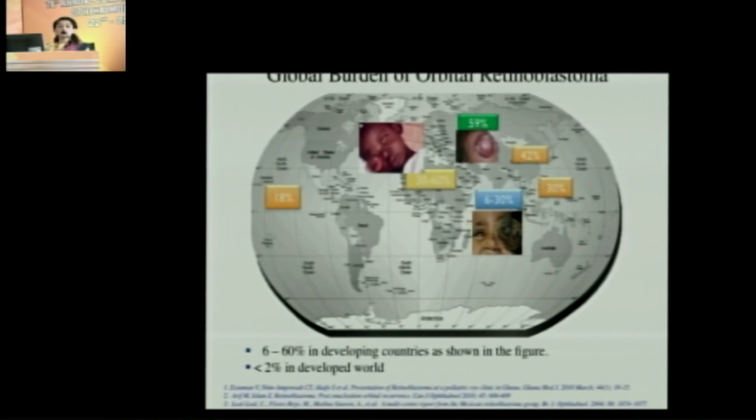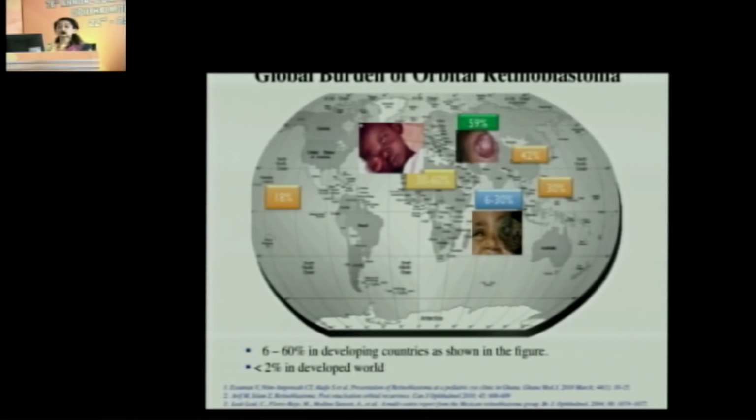So what is the global burden of orbital retinoblastoma? Well, there is a wide disparity between the West and the developing countries. As you can see, it's less than 2% in the developed world as in the West, but it ranges from 6 to 60% in the developing countries as shown in the figure.